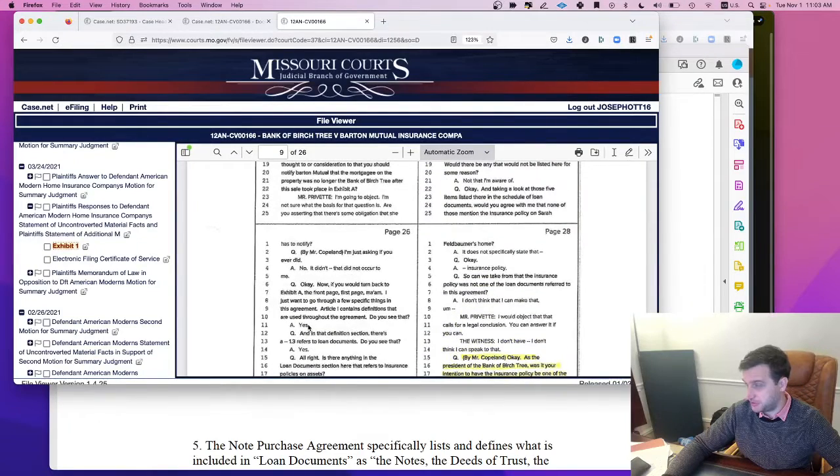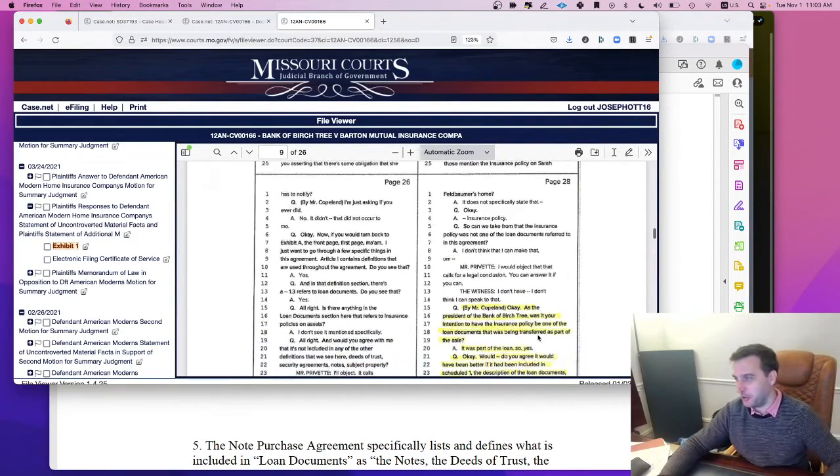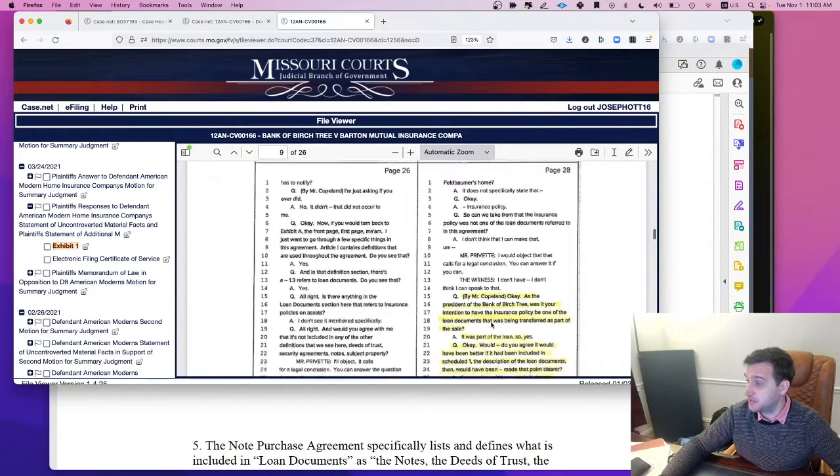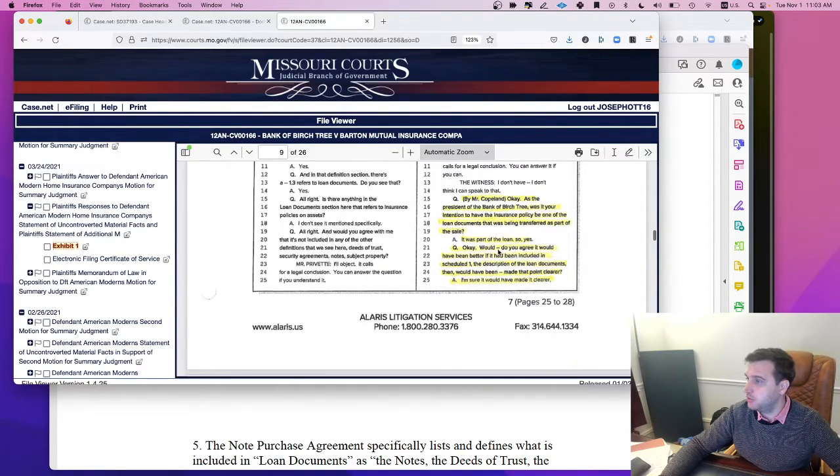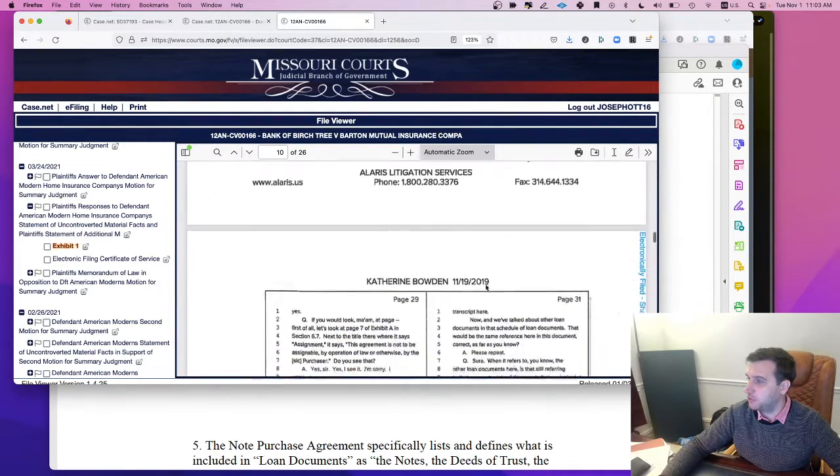So this is the plaintiff's key quote here from the deposition. As the president of the Bank of Birch Tree, was it your intention to have the insurance policy be one of the loan documents that was being transferred as part of the sale? It was part of the loan, so yes. Okay, do you agree it would have been better if it had been included in Schedule 1, the description of the loan documents? Would that have made the point clearer? I'm sure it would have made it clear.